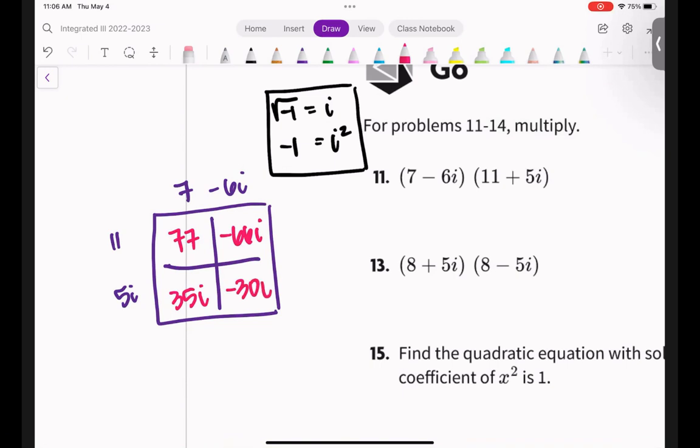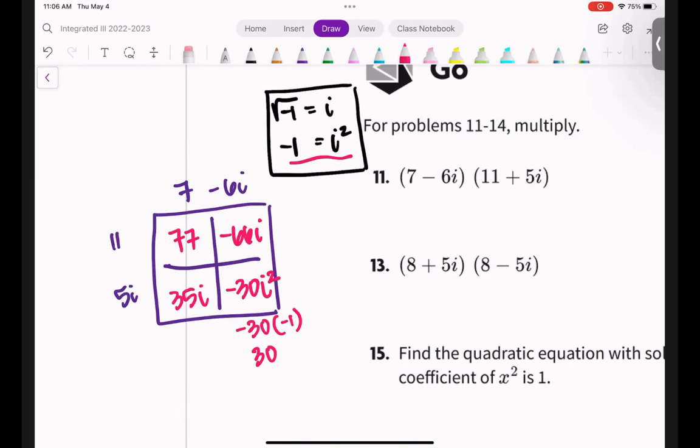You get negative 30i squared. And this is where i is no longer a variable and it's now the number. So we set up here that i squared is -1. So this is really negative 30 times -1, which is just positive 30. Okay. So now I'm going to add like terms and then I'm done.